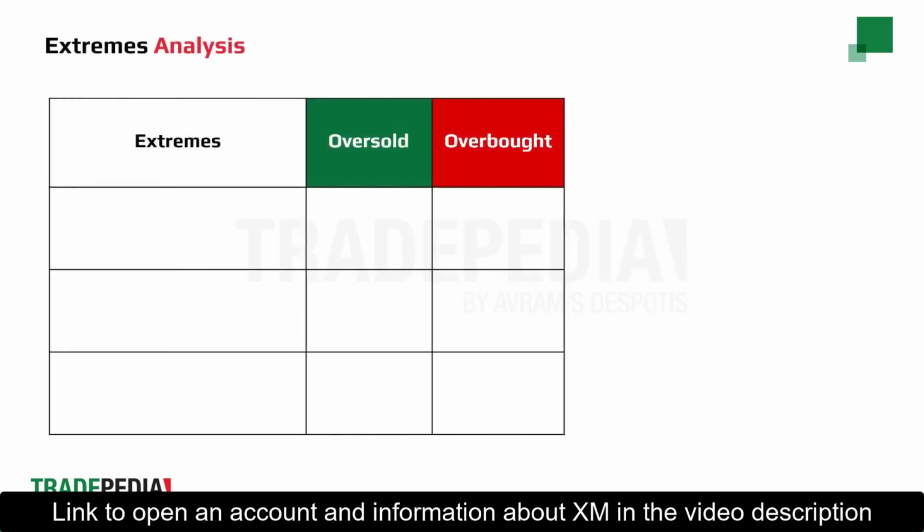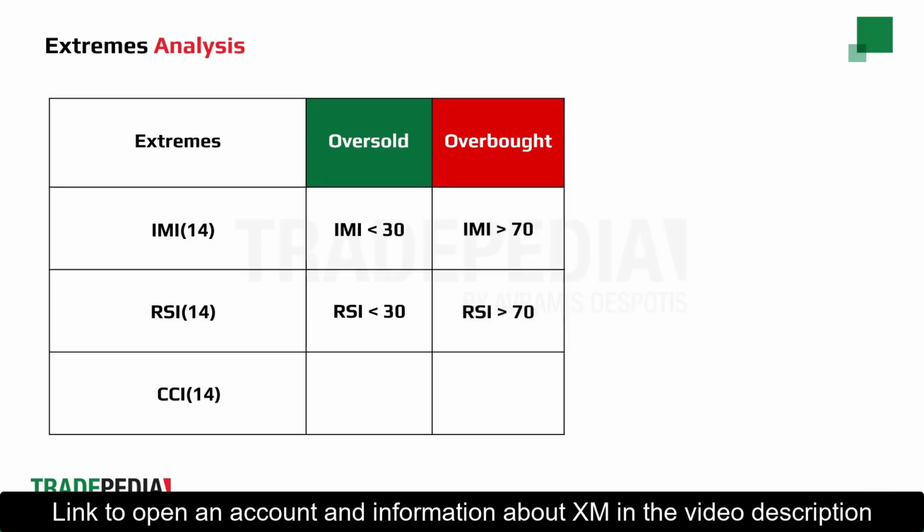For price extremes, the intraday momentum index, IMI, will be used in relation to its 30% and 70% levels. The relative strength index, RSI, is also compared to its 30% and 70% levels, and the commodity channel index in relation to plus 100 and minus 100 levels. IMI will reflect an oversold condition if it is below 30% and an overbought condition if it is above 70%. Similarly, the RSI will reflect an oversold condition if it is below 30% and an overbought condition if it is above 70%.